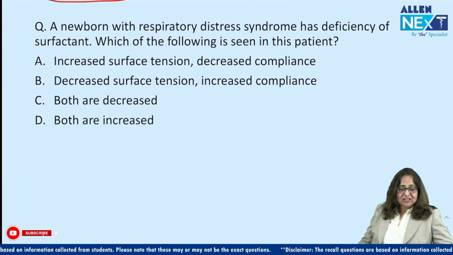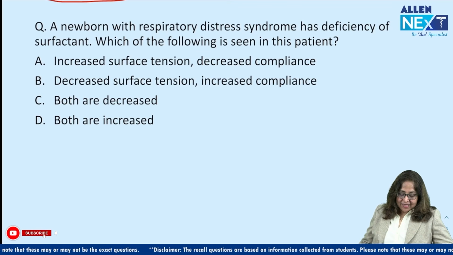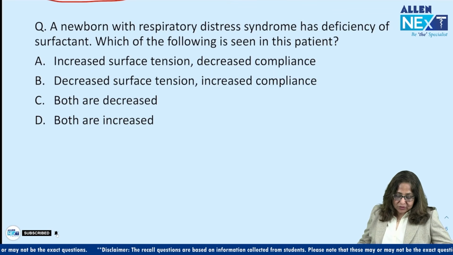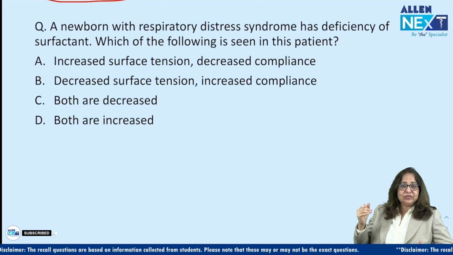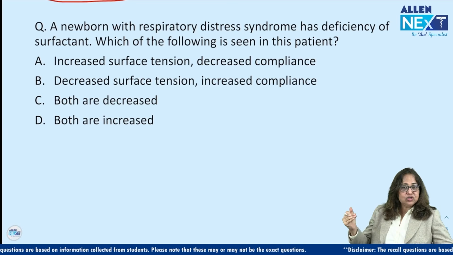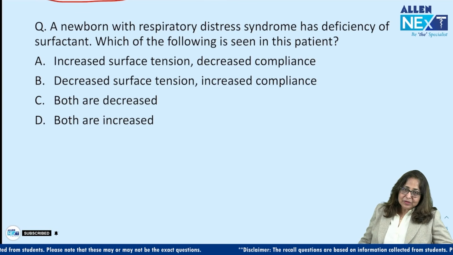Next, a newborn with respiratory distress syndrome has deficiency of surfactant. Surfactant is secreted by the type 2 pneumocytes. Which of the following is seen in this patient? Increased surface tension and decreased compliance; decreased surface tension and increased compliance; both decreased; both increased. Now, this is a rather simple question.